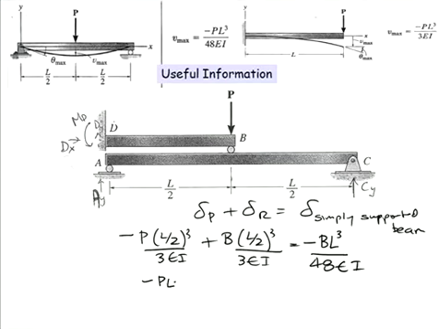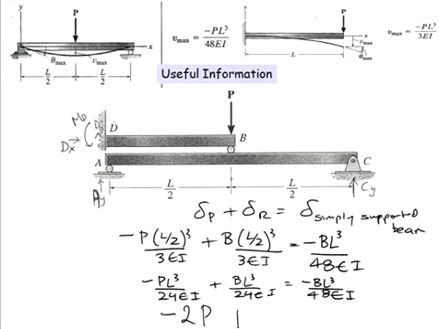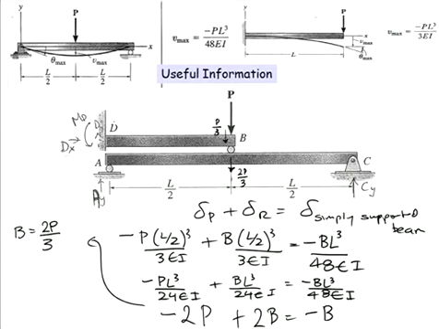So just expanding everything out. It looks really messy. But when you actually cancel out your L's and your E's and your I's, you get minus 2P plus 2B is equal to minus B. So B therefore equals 2P on 3. So therefore the force coming down into this part of the beam is 2P on 3, and the force up that stays up here is effectively P on 3.